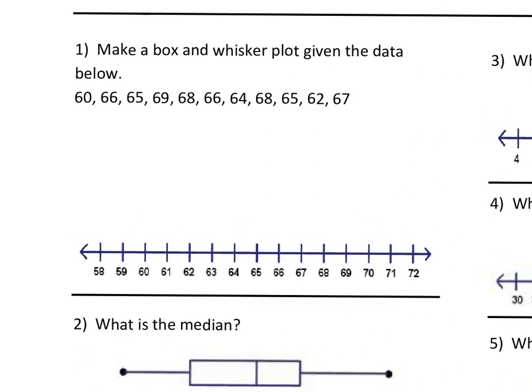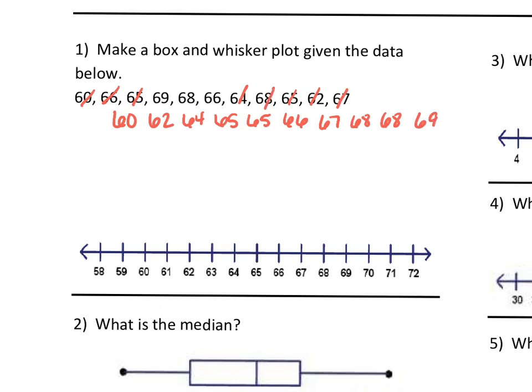So I want you to look right here. The very first thing we need to do is put it in order. Okay? So you take your numbers. We're going to start with 60 as our first number. Is that our smallest? 60. Then 62, 64, 65. There are 2 65s. Then 66, 67, 2 68s, and 69. Y'all good with that? Yes. Okay, so that's our data.